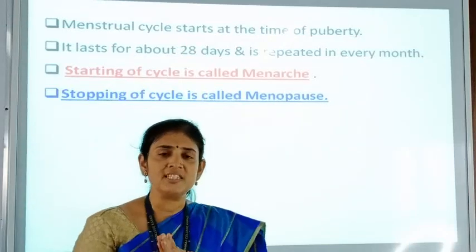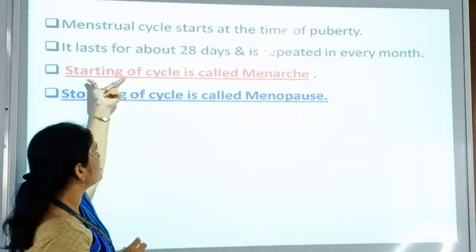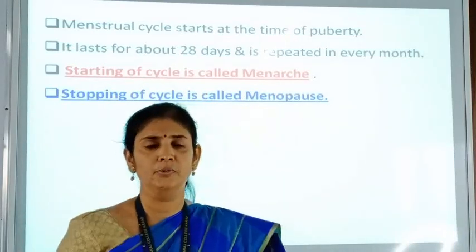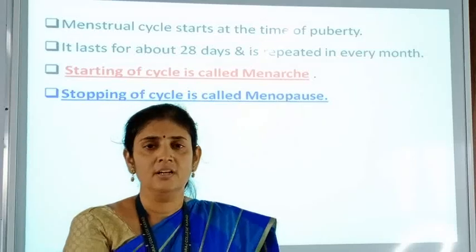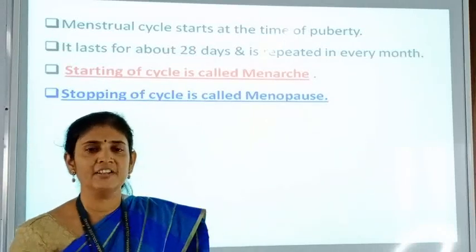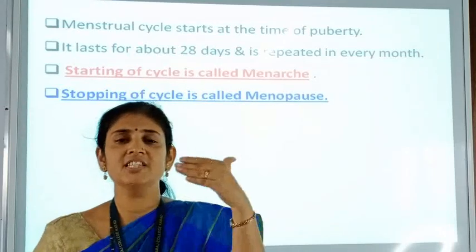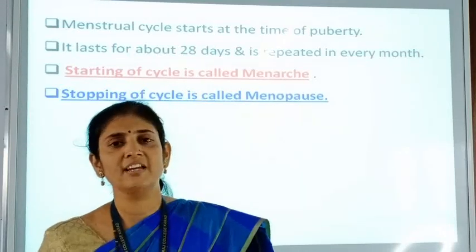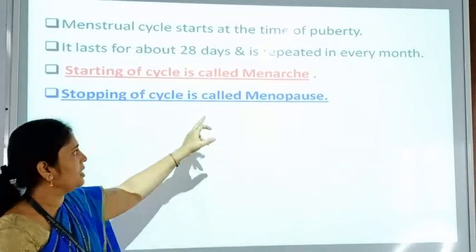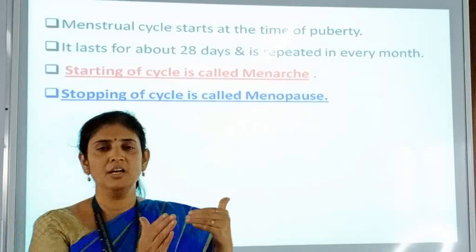When the menstrual cycle is started in the female body, that condition is called menarche. So here, starting of the cycle is called menarche, and at the age of 45 to 55, this cycle is going to be stopped, and this stopping of the menstrual cycle is called menopause. म्हणजे वयात आल्यानंतर ज्या वेळेला ही सायकल स्टार्ट होते त्या पॉईंटला मेनार्च म्हणलेलं आहे, आणि 45 ते 55 ह्या एजमध्ये ही मेन्स्ट्रुअल सायकल फिमेल बॉडीमध्ये स्टॉप होते, that condition is called as menopause. So we have to remember, menarche means starting of the menstrual cycle and menopause means stopping of the menstrual cycle.